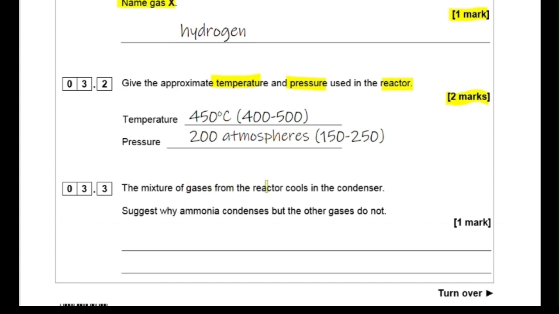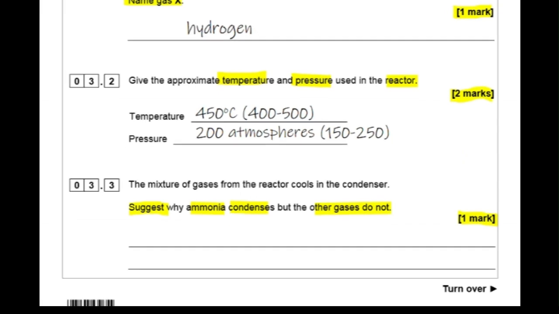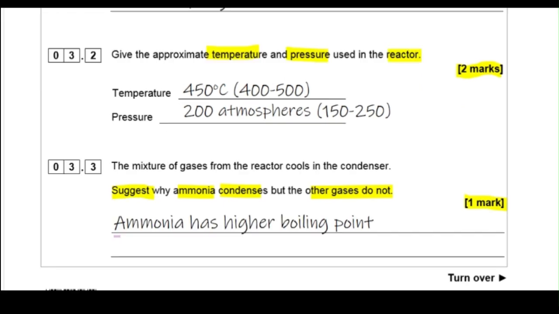3.3. The mixture of gases from the reactor cools in the condenser. Suggest why ammonia condenses but the other gases do not. Well, this is about boiling point. Gases condense because of their boiling points, and ammonia has a higher boiling point than the other gases. The other gases have got lower boiling points, so the ammonia condenses first. So ammonia has a higher boiling point for 1 mark.